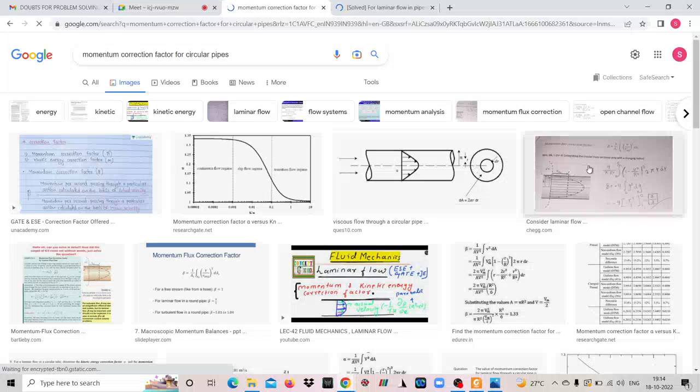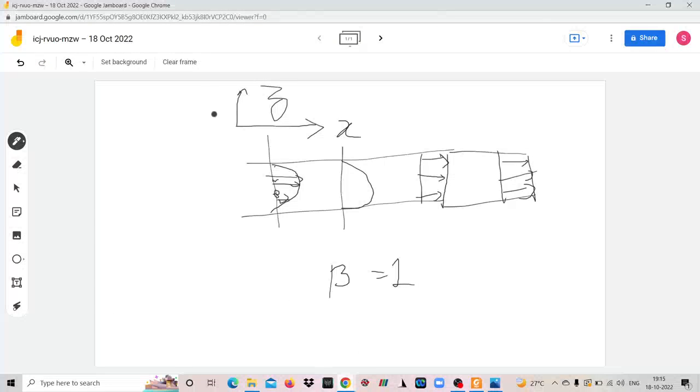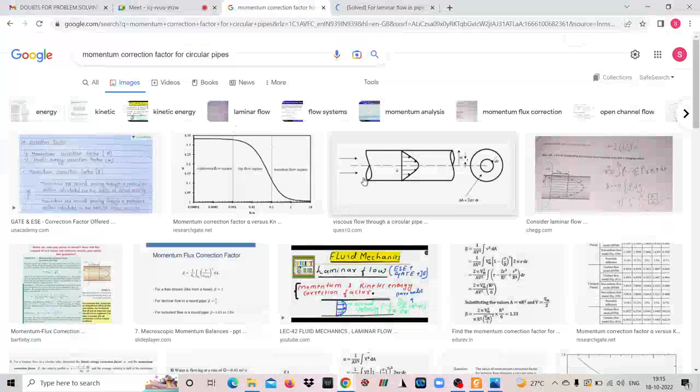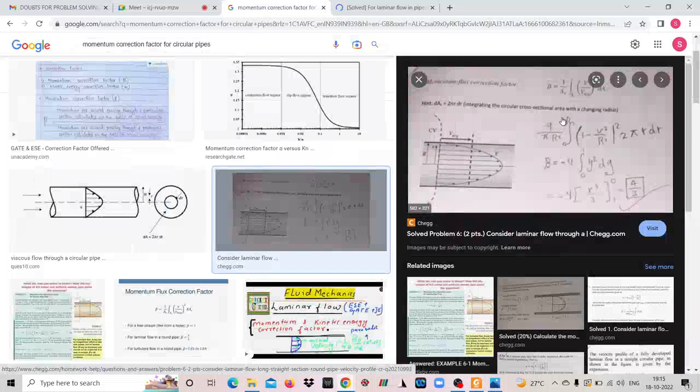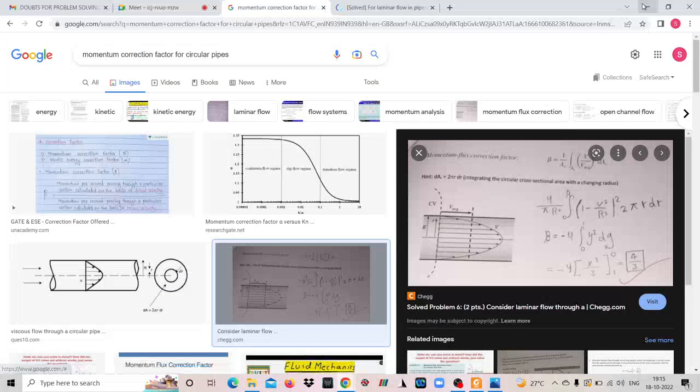What is the expression for momentum correction factor? The expression for momentum correction factor is, actually, a ratio of momentum based on actual velocity by momentum based on average velocity. Yeah. So let us say this one. Okay, let us take a page here. So you see, it is equal to 1 if you consider only this one.